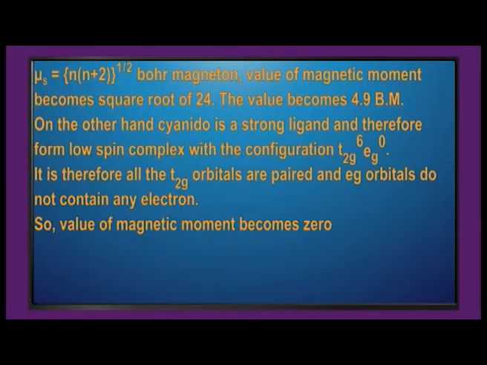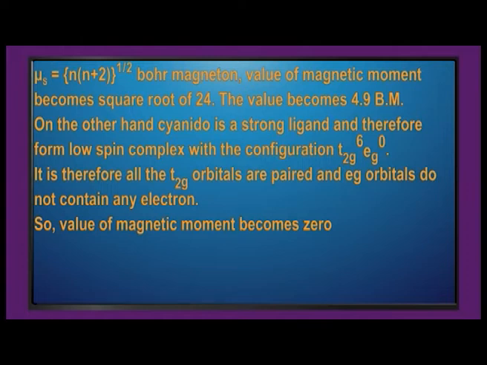According to crystal field theory, chlorido is a weak ligand and therefore forms a high spin complex with the ferrous ion. Therefore the electronic configuration in the split state of d orbitals becomes t2g4 eg2. This gives a total of 4 unpaired electrons. So according to the formula mu s equals root under n into (n plus 2) Bohr magneton, the value of the magnetic moment becomes square root of 24.